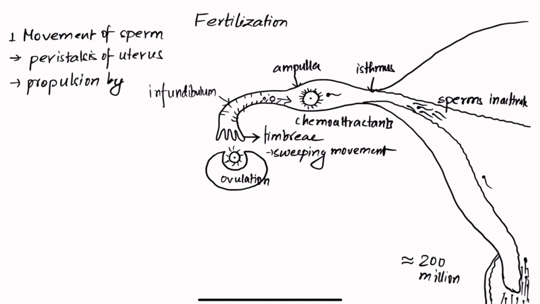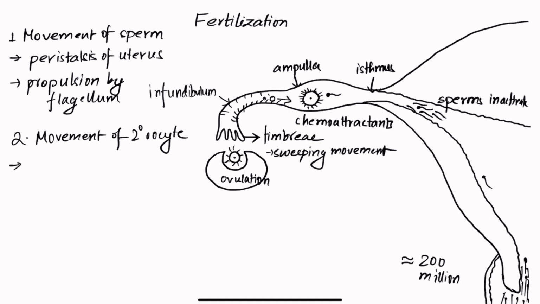Propulsion by flagellum. Once the sperm reach the start of the fallopian tube, they inactivate. They become inactive. They deactivate. Second, let's look at the movement of the secondary oocyte. Once the secondary oocyte is ovulated out, it is collected by the sweeping movement of the fimbriae and it enters the infundibulum. Then what happens? Movement of secondary oocyte.